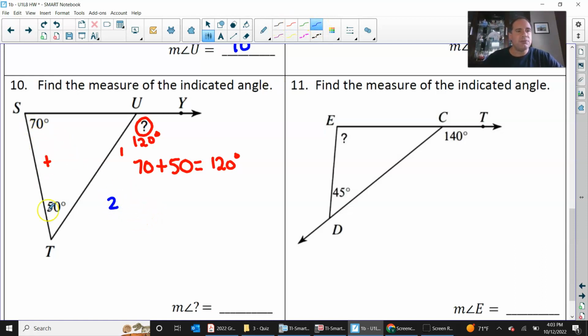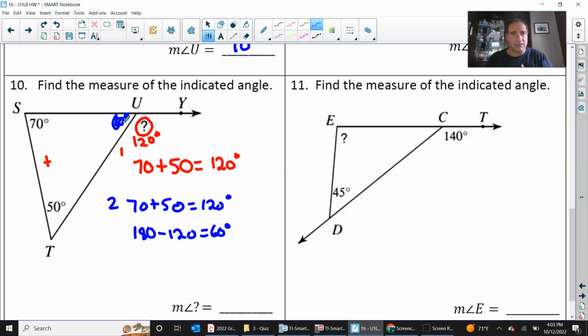The second method would be to add 70 plus 50 together and get 120 degrees. Well, 180 minus 120 equals 60. So that means this would be 60 degrees, because all the interior angles of a triangle, if you add them together, equal 180 degrees. So that's why I'm taking 180 minus 120, and then I get 60.